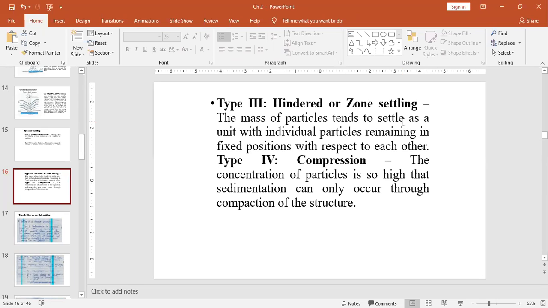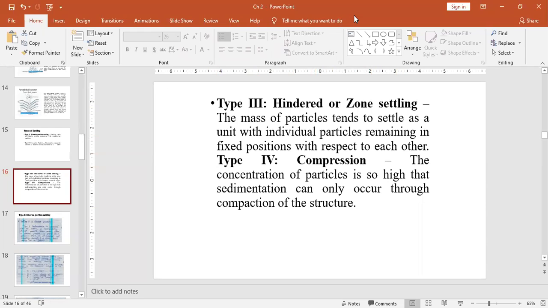Zone-wise, at the bottom the particles will be closer to each other. Then a little higher up, there will be more space between two particles. Likewise, the space between particles keeps increasing up to the surface. You can say type 3 and type 4 are one and the same. Here, in compression, the concentration of particles is so high that sedimentation can only occur through compaction of the structure.